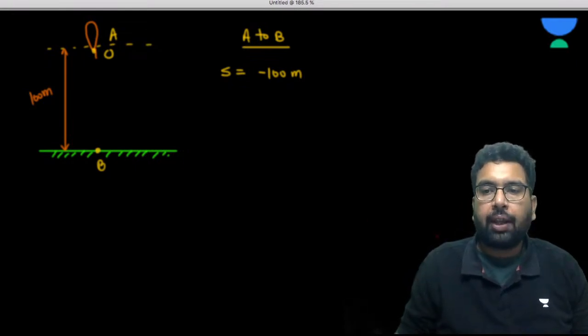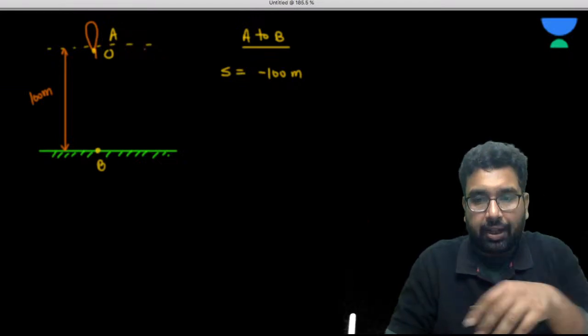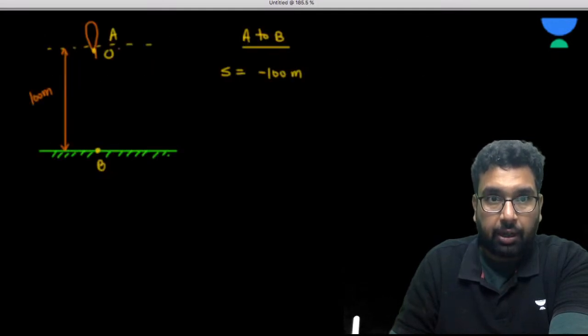Now this balloon is moving at a velocity of 10 meter per second. It rises upward with a speed of 10 meter per second.